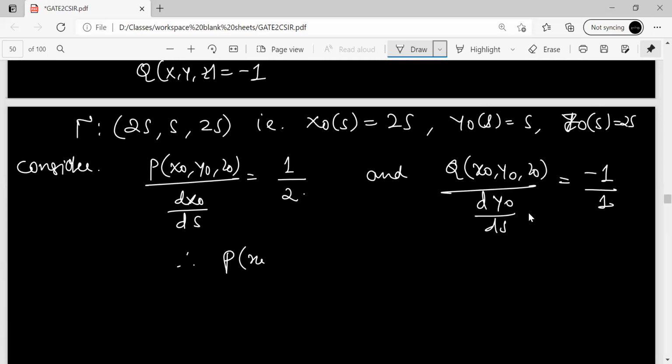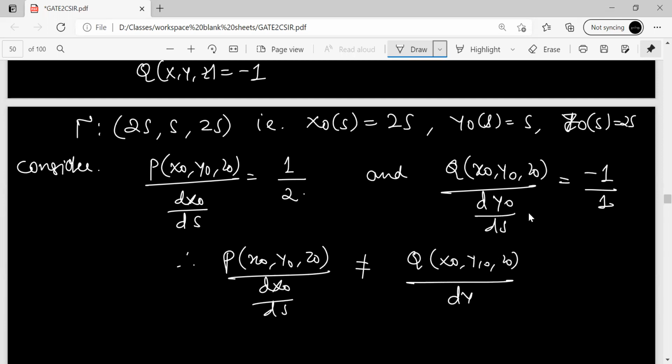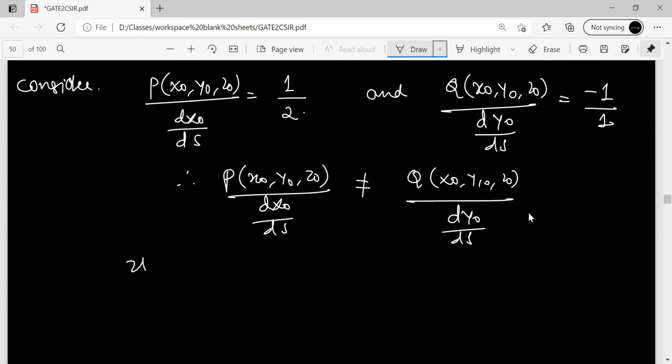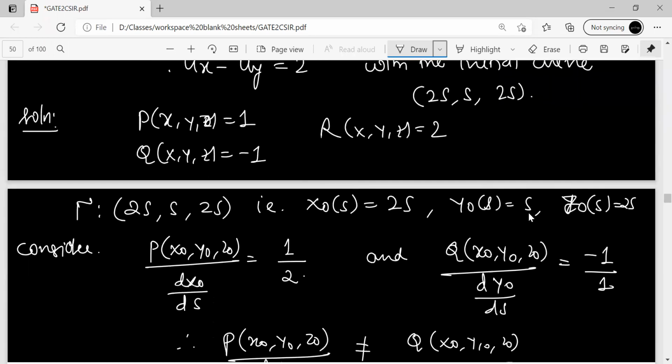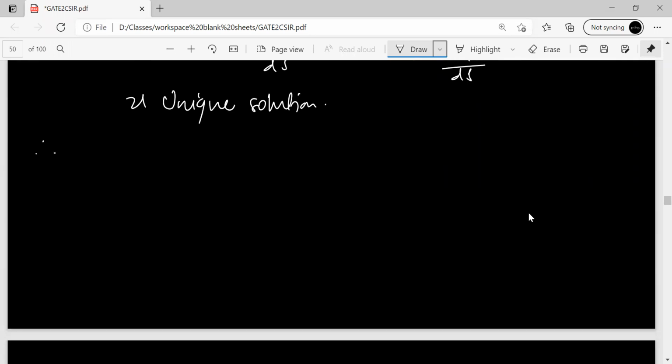So therefore, p of x naught, y naught, z naught upon dx naught upon ds is not equal to q of x naught, y naught, z naught upon dy naught upon ds. So in this case, we will have a unique solution. Okay, so this has a unique solution. And if you want to see how that unique solution looks like, wait, let me solve it in fact. So let's find out what that unique solution is. So by Lagrange method, you can simply get that unique solution.